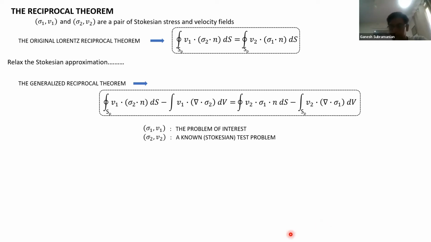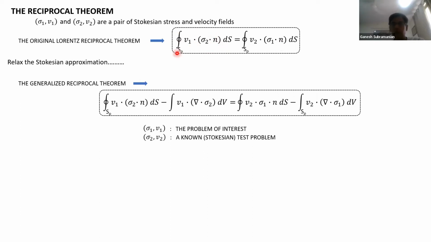So there are references that appeared in the initial slide. People can look it up. Okay. So the reciprocal theorem in its original form is known as the Lorentz reciprocal theorem. And what it does is it relates a pair of stress and velocity fields. So sigma 1 and V1 are the stress and velocity field of problem 1, let's say, and sigma 2 and V2 are the corresponding fields of problem 2. And the reciprocal theorem relates them in this fashion.